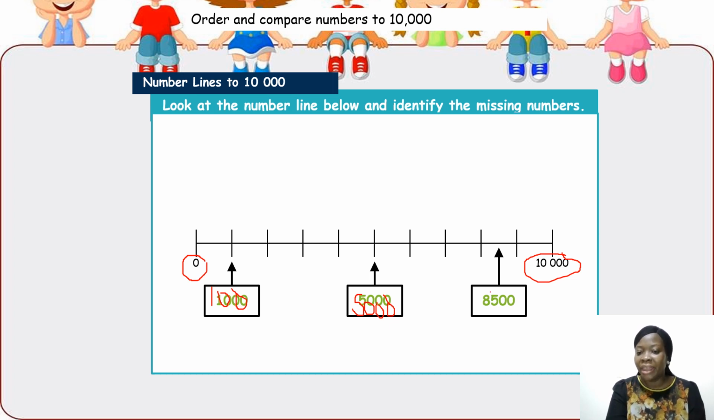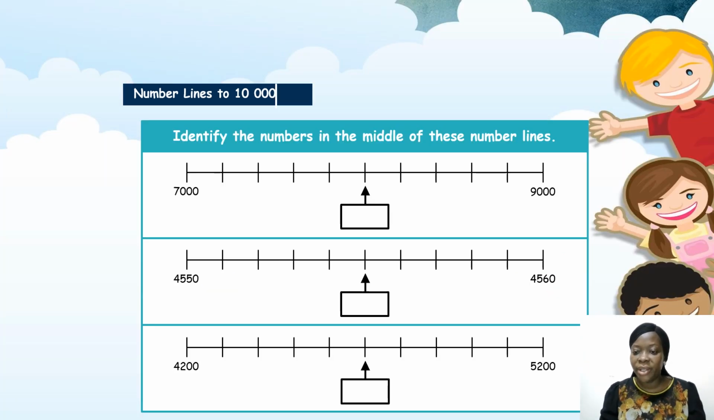Welcome back. I think this is going to be 8,500 because it's in the middle between 8,000 and 9,000. Now it's your turn to have a go. Identify the numbers in the middle of these numbers.